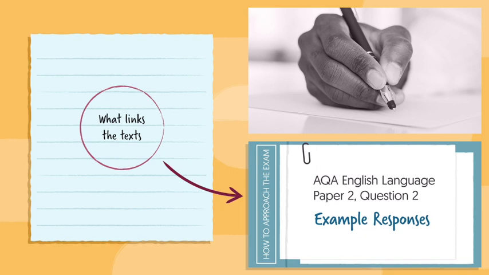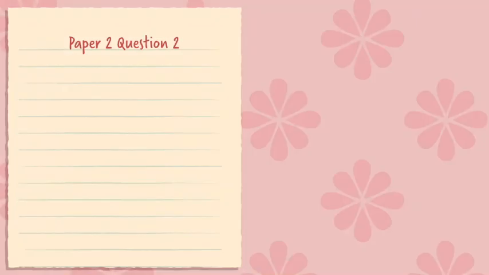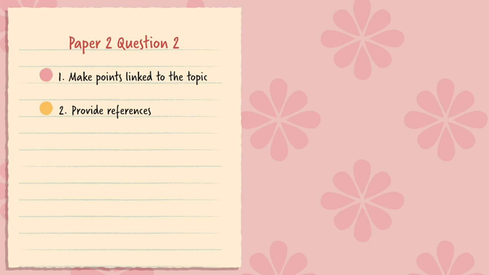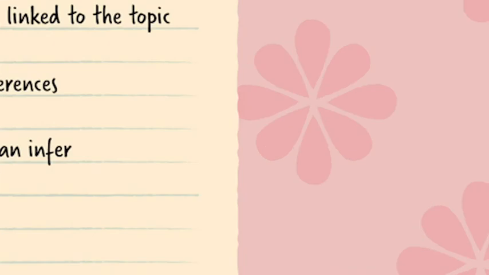So, to summarise then, to do well on this question, you'll need to make sure you cover the following things. Make points linked to the topic in the question, provide references to the text, be clear on what you can infer about the information you've included in your points, make links between the 2 sources, and make a final link at the end of the paragraph.